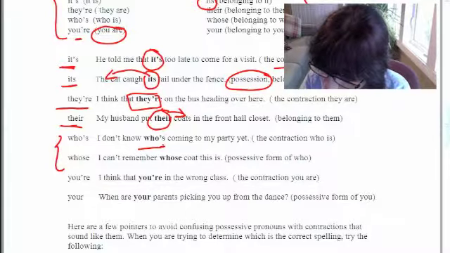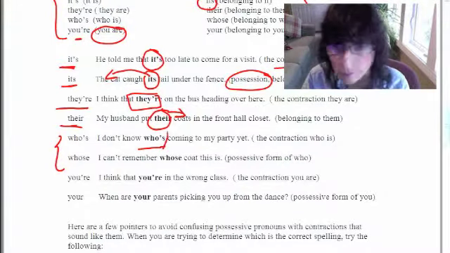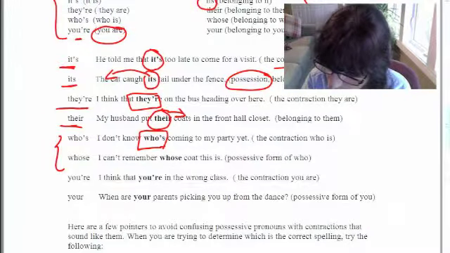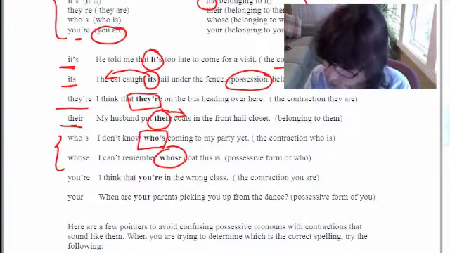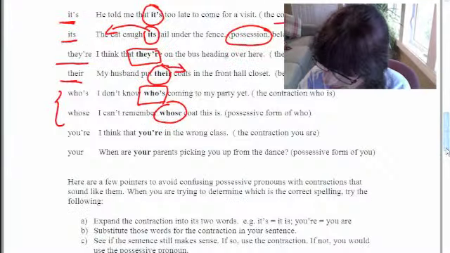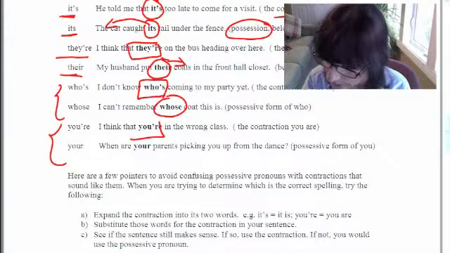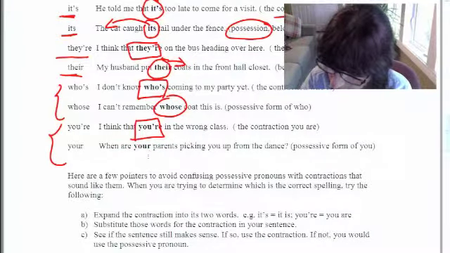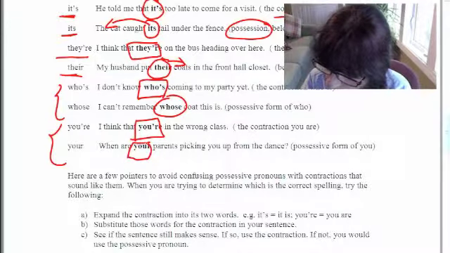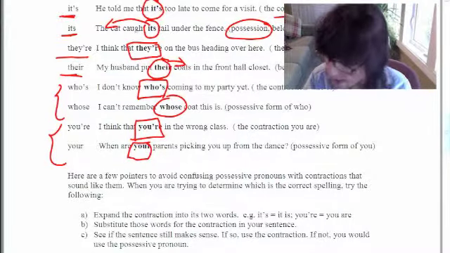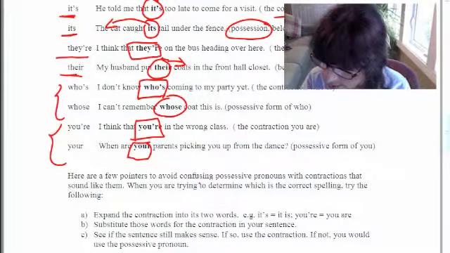Who apostrophe s means who is. I don't know who's coming to my party yet. So you could replace this with who is. I don't know who is coming to my party yet. But the possessive pronoun is, I can't remember whose coat this is. It's the possessive form of who, meaning to whom the coat belongs. And the final group that I'd like to share with you is you apostrophe re, the contraction. I think that you're in the wrong class, meaning you are. And the next one, when are your parents picking you up from the dance, meaning your parents belonging to you. So it's the possessive pronoun.